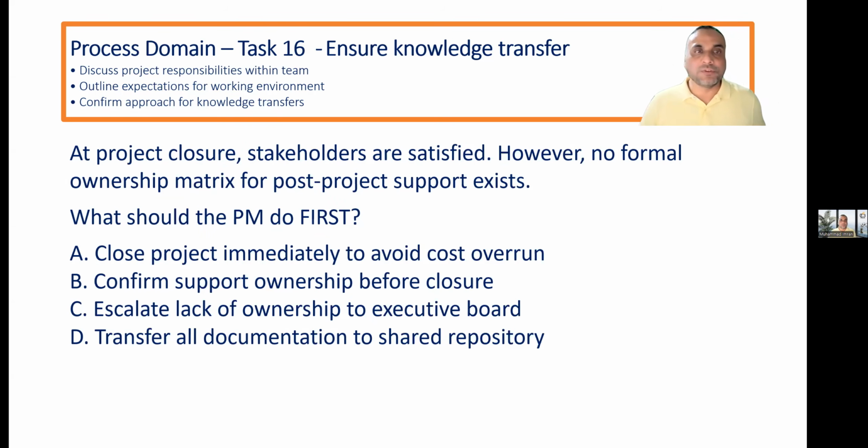Next, at project closure, stakeholders are satisfied. However, no formal ownership matrix for post-project support exists. What should the PM do first? Close project immediately to avoid cost overrun, confirm support ownership before closure, escalate lack of ownership to executive board, transfer all documentation to shared repository.